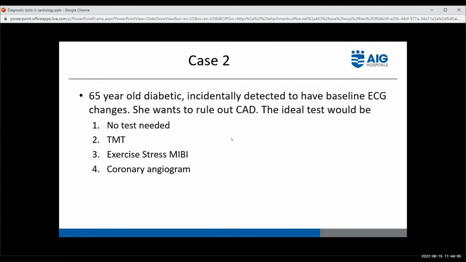Case two: there is a 65-year-old diabetic with incidentally detected baseline ECG changes. What to do to rule out CAD? So no test needed, or TMT, exercise stress MPI, or a coronary angiogram.